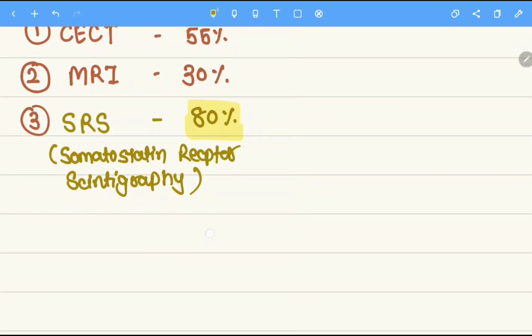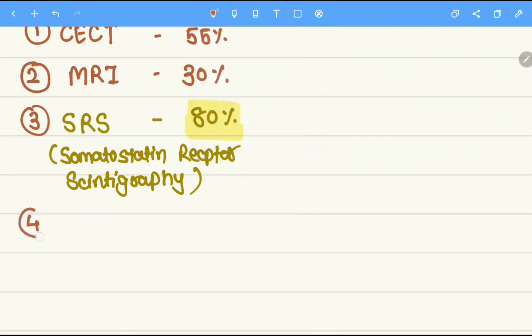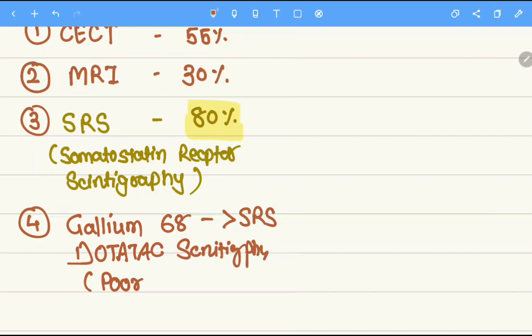What else? Which other non-invasive investigation can you do in this patient? Yes, gallium scan. Gallium 68 DOTATATE scintigraphy. Its sensitivity is higher than somatostatin receptor scintigraphy. Very sensitive. You can locate the tumor 100% with this gallium 68 DOTATATE scintigraphy. But what is the drawback? Poor availability. It's not available everywhere. Even our center doesn't have this gallium 68 scan. It's available in the cancer centers.